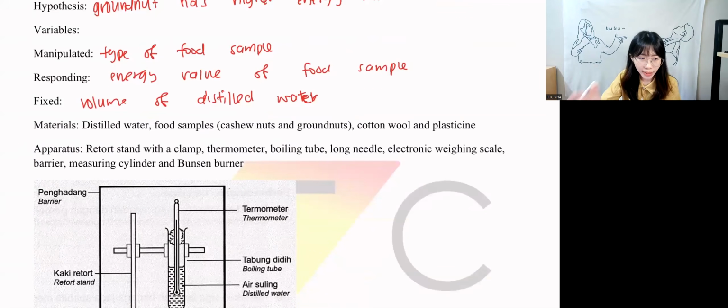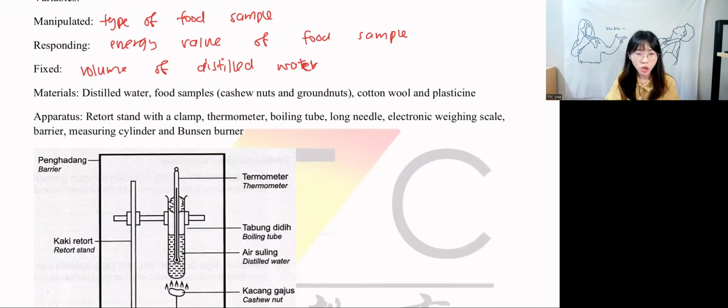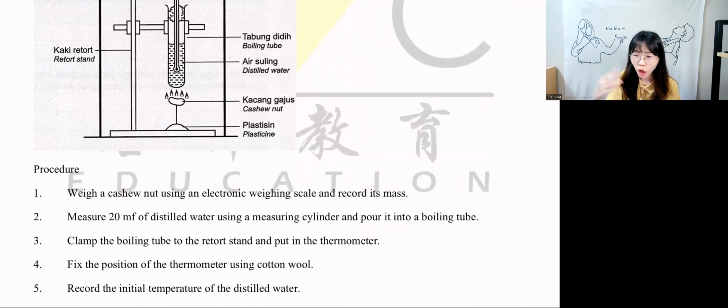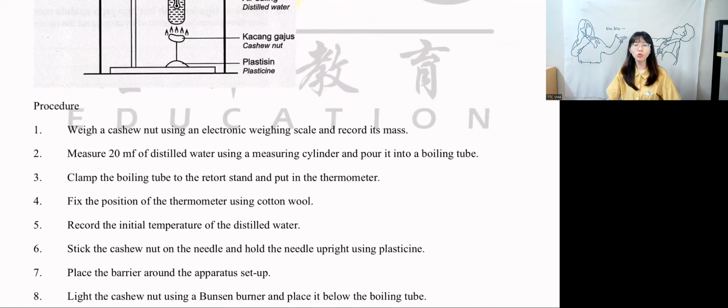Okay, so right now they give you material and they give you apparatus. So how do we set up? Drawing is not necessary in bio exam. They don't ask you to draw the experiment setup, but maybe they ask you to explain the experiment. So first, you have to weigh your initial weight, okay? Every nut has different weight. So the size and weight doesn't matter. So you weigh it with the weighing scale and record the original mass.